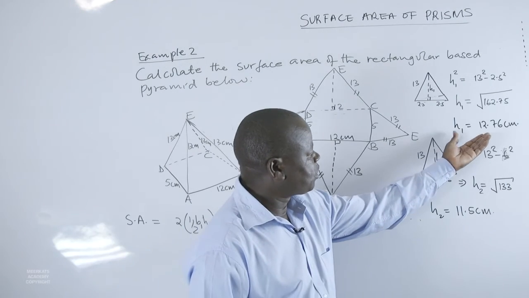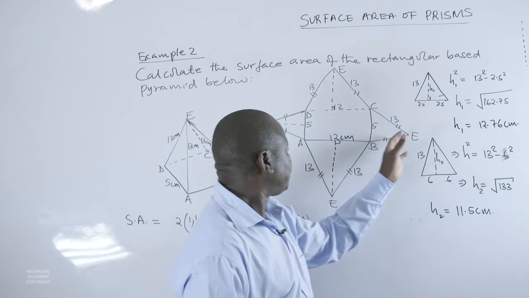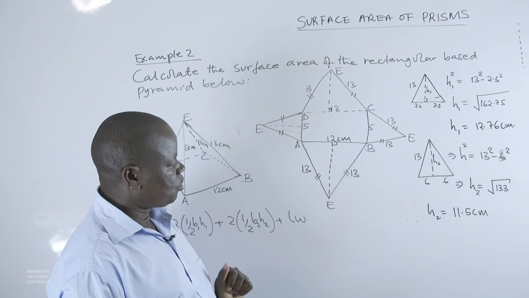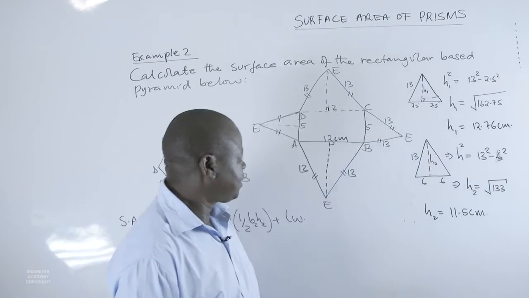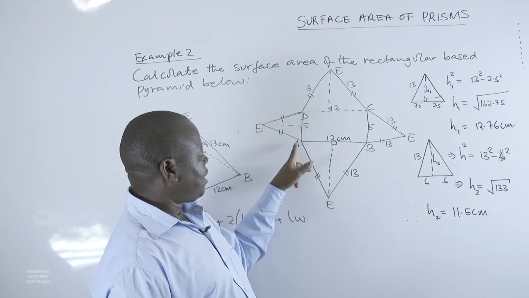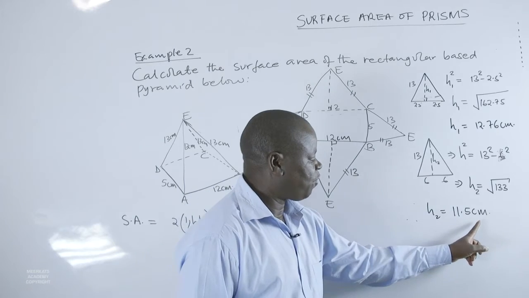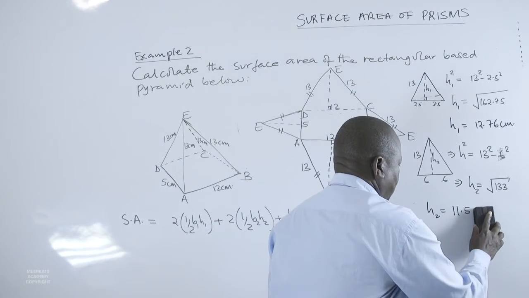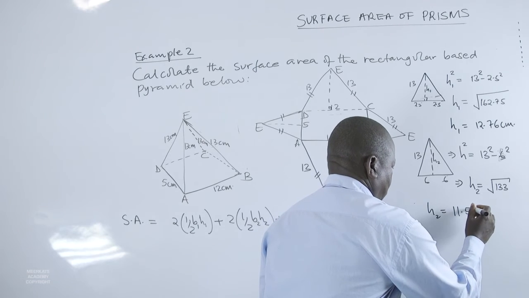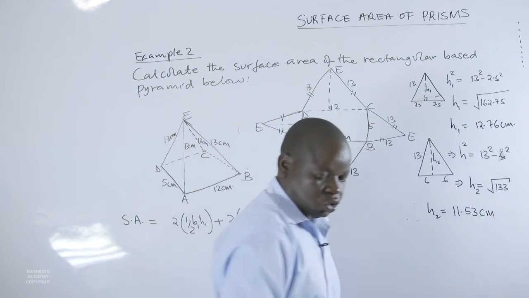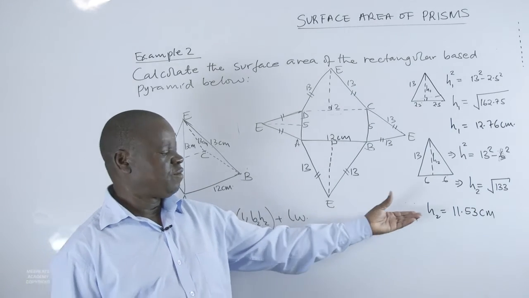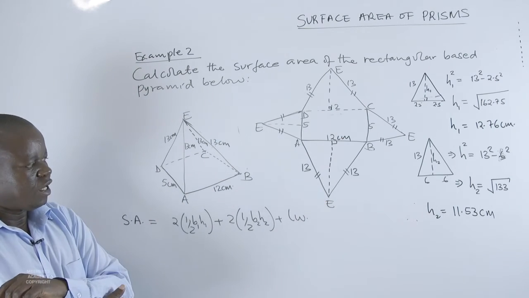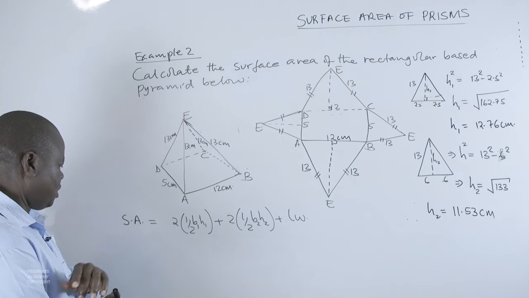Now we have found the perpendicular height of triangle ADE, which is 12.76 centimeters, and triangle ABE, which is 11.53 centimeters. So we are now able to substitute these values in our general formula to calculate the total surface area of the rectangular based pyramid.